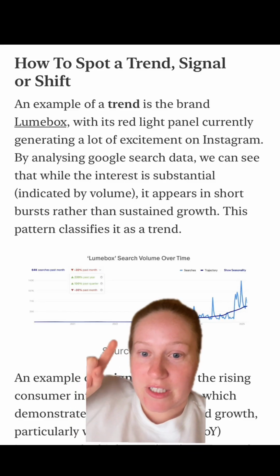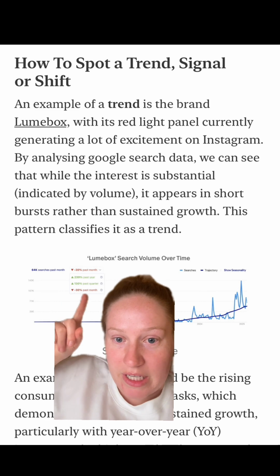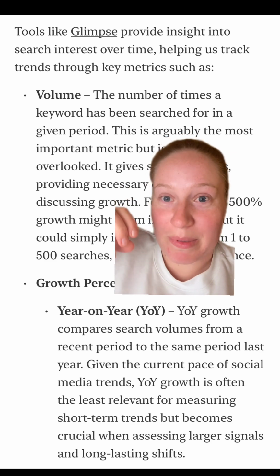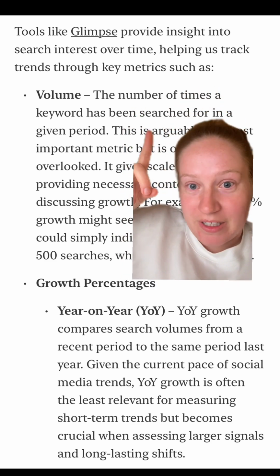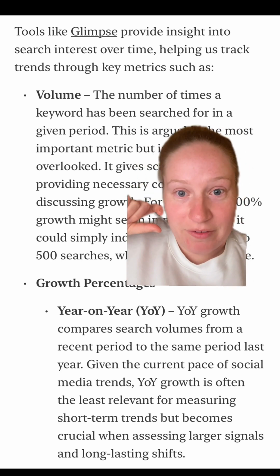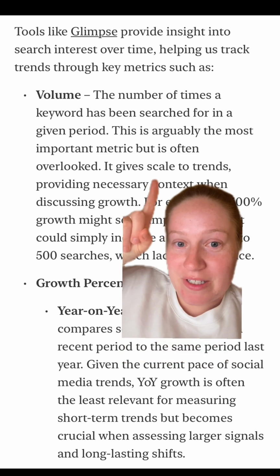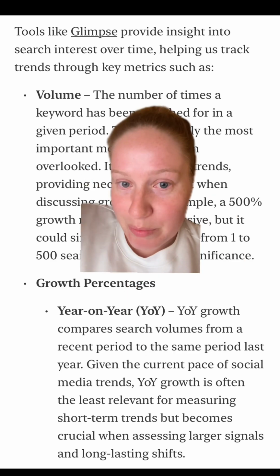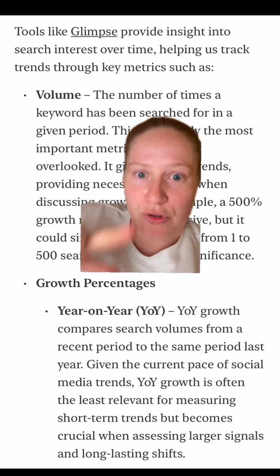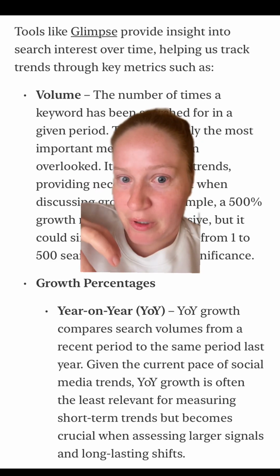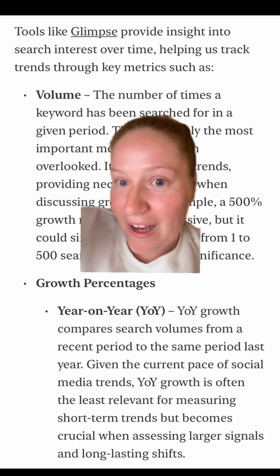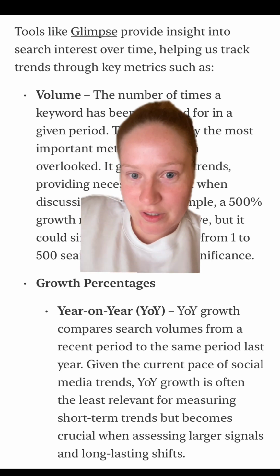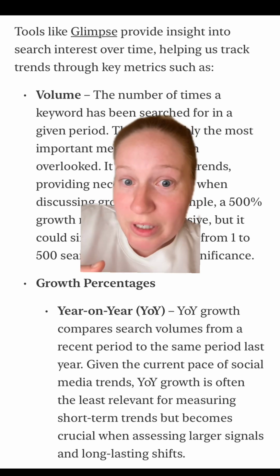But the next thing we have to understand is all of these different numbers here. Search volume is the single most important stat when it comes to analyzing trends, but is the least spoken about. Volume is simply the number of times that keyword has been searched during a given period. But the reason it's so important is because it gives scale to trends, providing necessary context when discussing growth. I'm almost positive that you've seen a piece of press or social media coverage that's spoken about a product or a brand being up 500% in the month. But without the volume, that fact is baseless because you could have gone from one person searching for your brand to 500, and that's pretty insignificant.